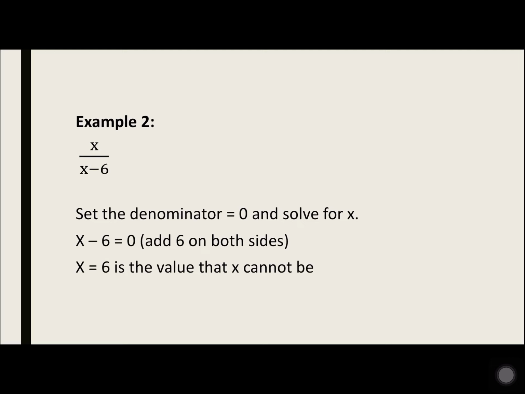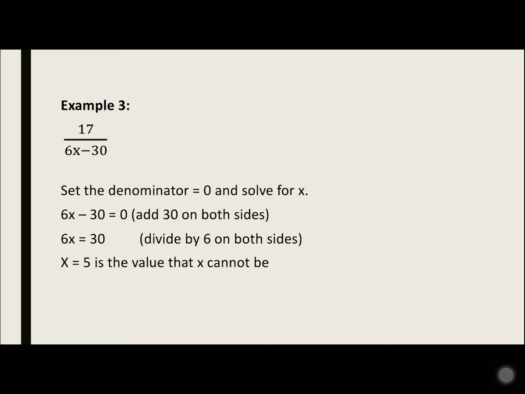Example 2. X over x minus 6. Set the denominator equal to 0 and solve for x. X minus 6 equals 0. Add 6 on both sides. 0 plus 6 equals 6. X equals 6 is the value that x cannot be.